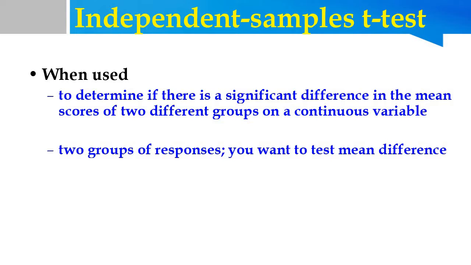Independent sample t-test is used when we want to determine if there is a significant difference in the mean scores of two different groups on a continuous variable. However, it's not necessary that the two groups have the same sample size. They may have different sample sizes. In other words, we have two groups of responses and we want to test the mean difference of the two groups. How to do it?